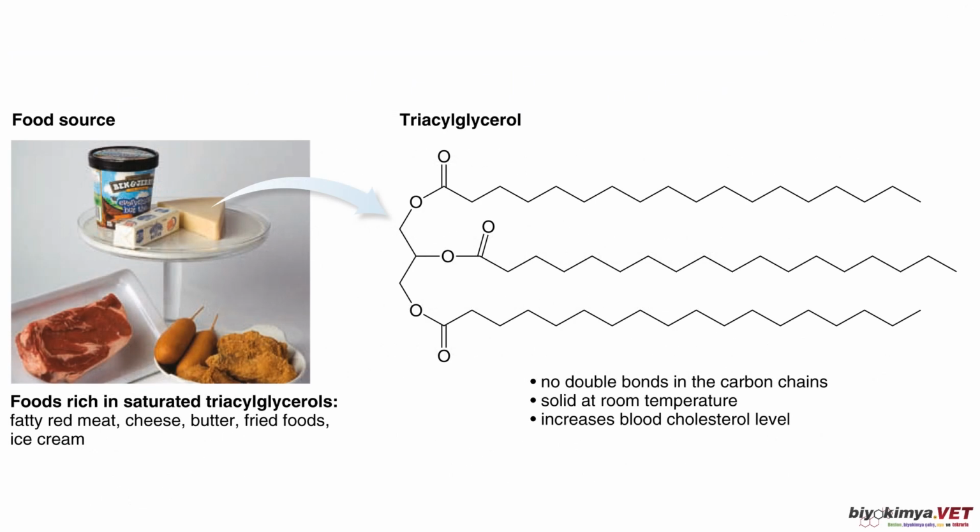And here was an example of a triglyceride. As you see, all fatty acids in the backbone here are saturated. There's no double bond in the carbon chain of fatty acids. And here are some food sources which are rich in that kind of triglycerides: meat, cheese, butter, and they are solid at room temperature.